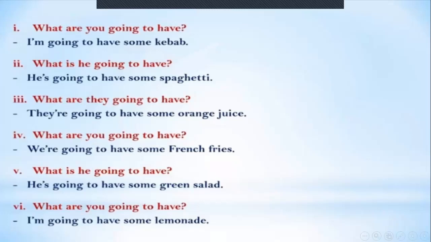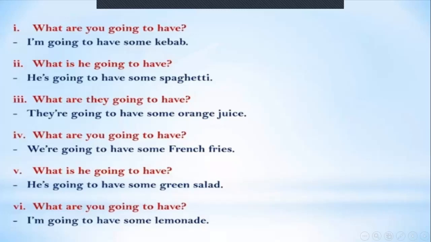Question number 5. What is he going to have? He's going to have some green salad. Here also, my students, we use is before the subject to make a question. But in the answer, we use verb to be after the subject. Again, we use verb to be before the subject if we are making a question, but if we are making an answer, we use verb to be after the subject. He's going to have some green salad.